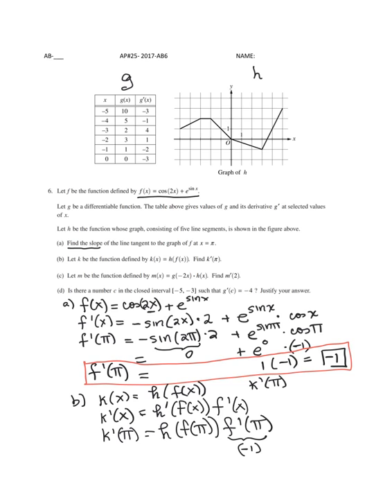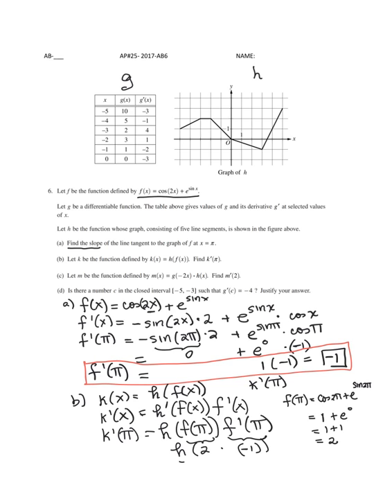And f of pi, well, we have to figure that out. So let's go on the side. F of pi is cosine 2 pi plus e to the sine 2 pi. Okay. Well, cosine 2 pi is 1, and sine 2 pi is 0. So this gives us 1 plus 1, which is 2. So we put 2 for f of pi.